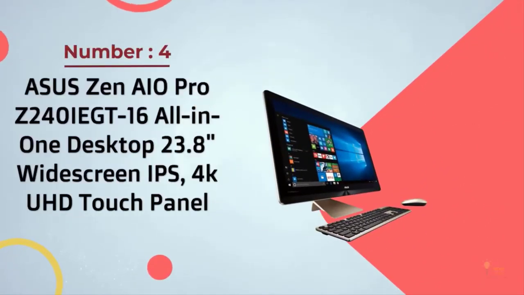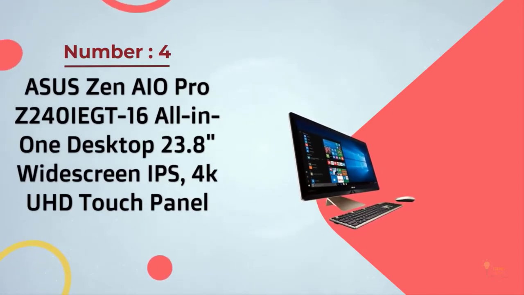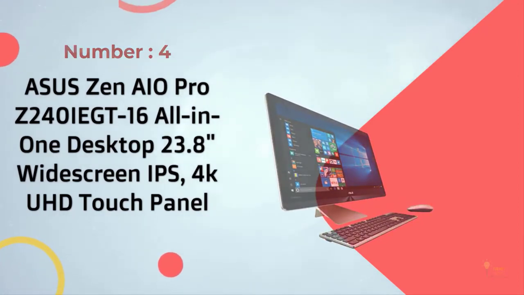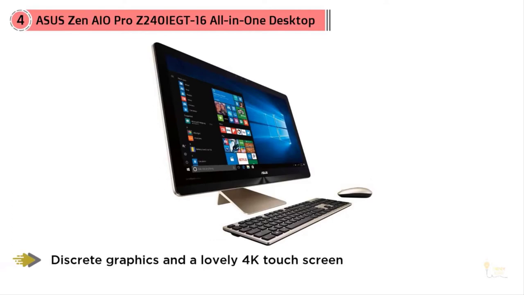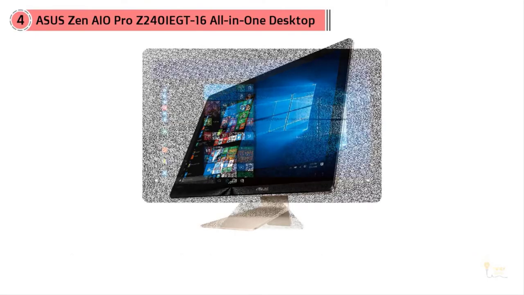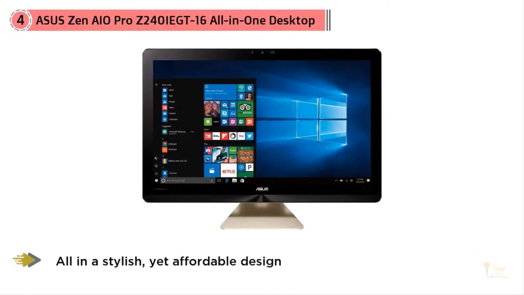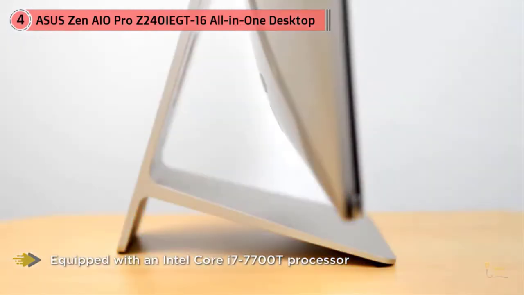Number 4. Asus Zen AiO Pro Z240IEGT 16 All-in-One Desktop 23.8-inch Widescreen. This Asus model delivers potent processing, discrete graphics, and a lovely 4K touchscreen, all in a stylish yet affordable design. Equipped with an Intel Core i7-7700T processor and NVIDIA GeForce 1050 graphics card, this stylish all-in-one delivers a strong performance, a gorgeous 4K display, and a healthy feature set.